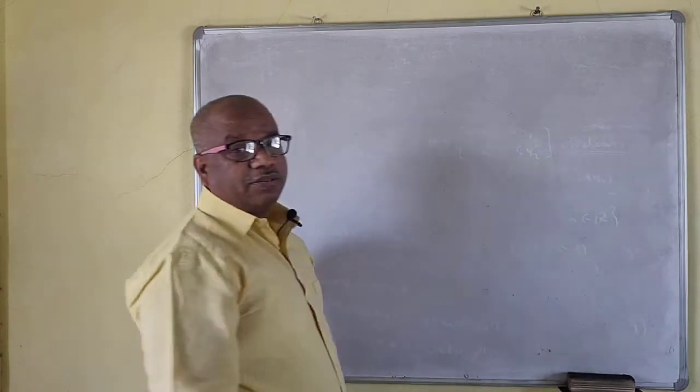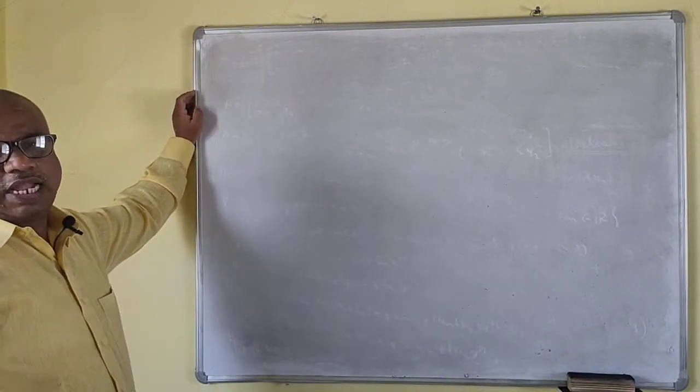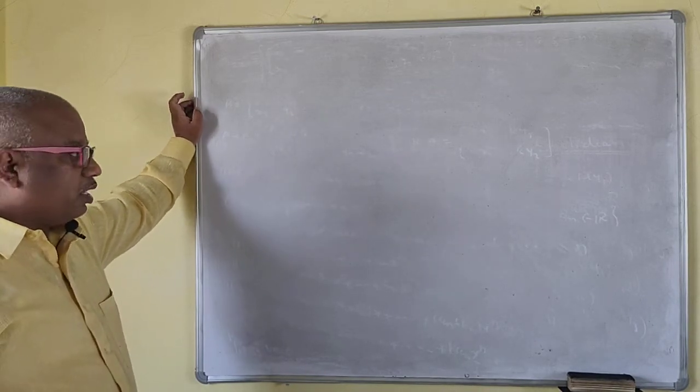But these two are not Euclidean vector spaces. Only for Rn will it be the Euclidean vector space.